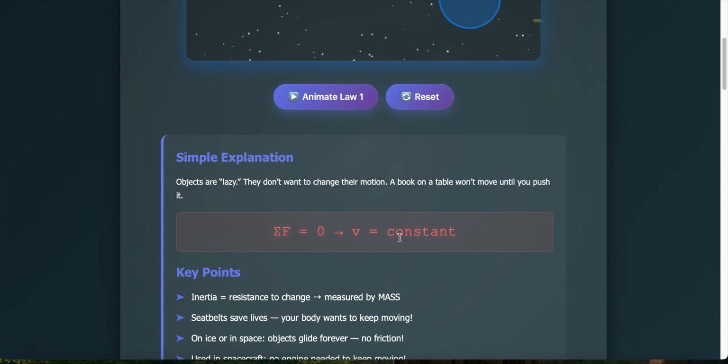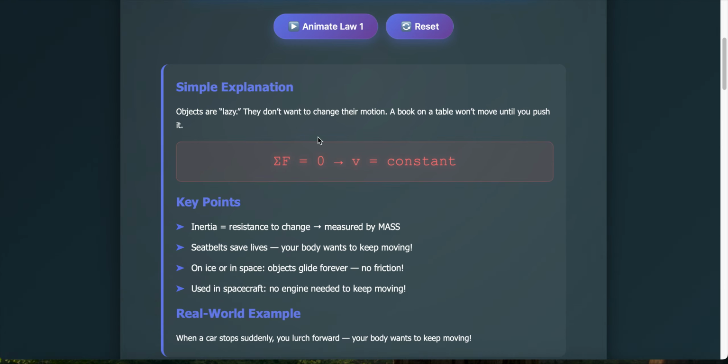Coming to Newton's first law of motion, the summation of F is equal to 0, and velocity will be constant. Simple explanation: objects are lazy, they don't want to change their motion. A book on the table will not move until you push it. So suppose I put a book on a table, it will not move until you push it.